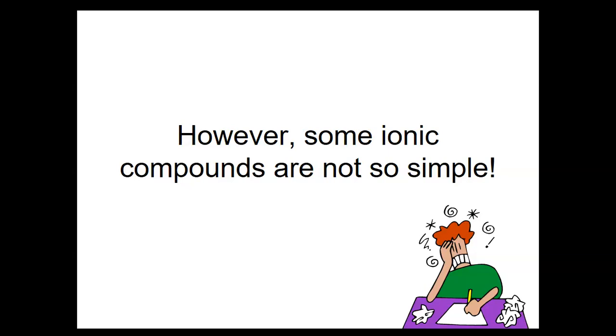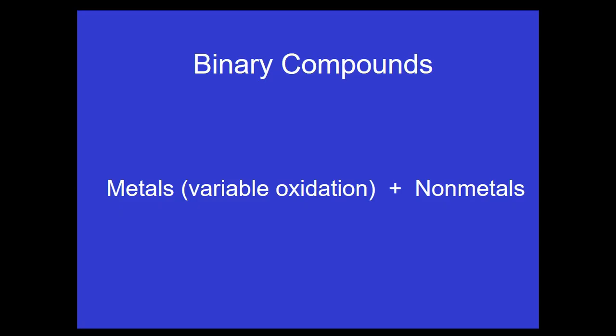So now I want to go over ionic compounds. They're not so simple as the ones we did. So these are ones where the charge of the element, the metal, will vary depending on what it's reacting with. So here we have binary compounds where we say we have a variable oxidation number. That means the oxidation number or charge will vary depending on what it has reacted with. And these are combined with nonmetals. The nonmetals will never have a variable charge, just the metals will.